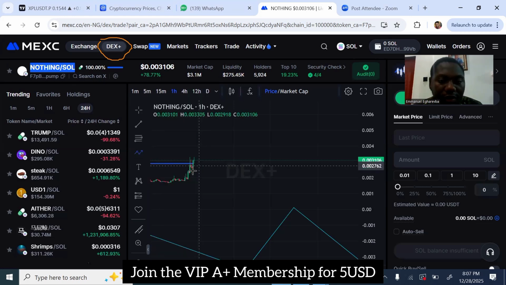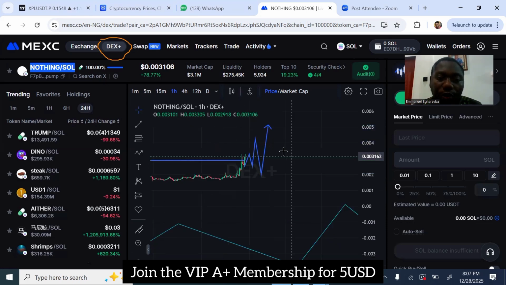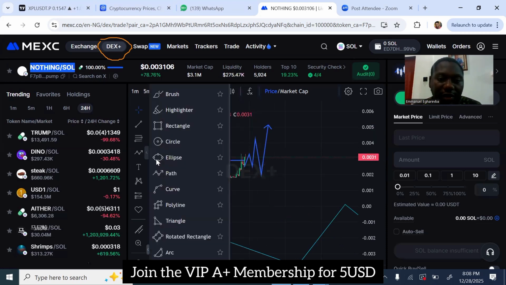We're hoping to see something like this now. Push to the downside like this again, and then boom to the upside, guys. So we're hoping to see something like this. Once this forms here, on the 1-hour time frame, we start buying into these assets.